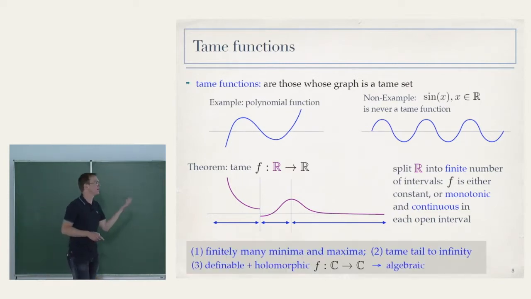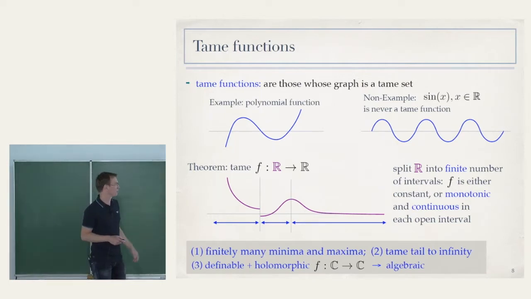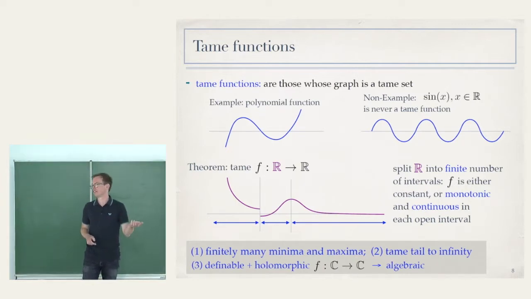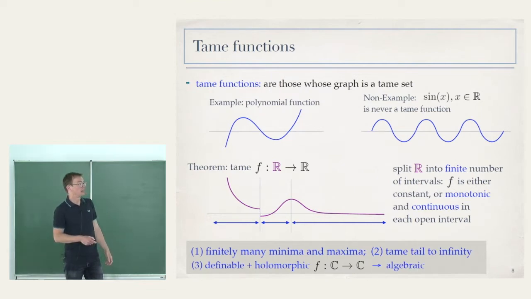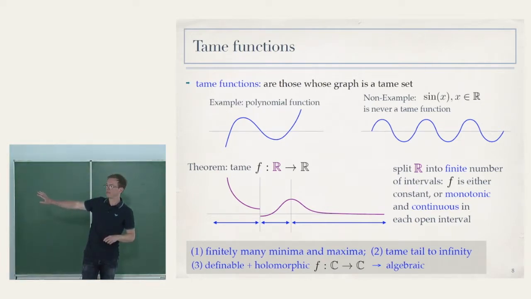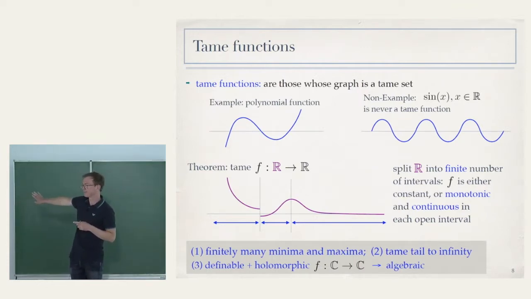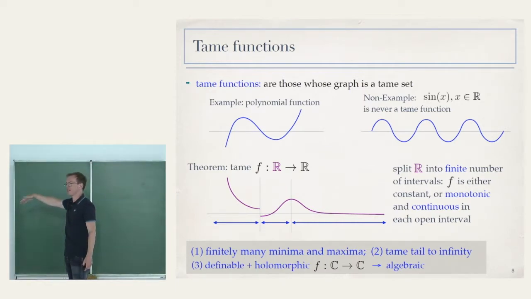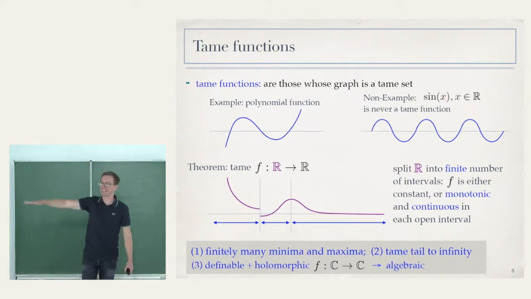In fact, you can show all kinds of corollaries to this. So one thing is that it has only finitely many minima and maxima if it's differentiable. More interesting is you realize, since you can always cut the domain into finitely many intervals, there will always be a last interval, namely the interval which goes to infinity. And along this infinitely long interval, not much can happen. It has to be monotonic along this. So there has to be a tail to infinity which is rather well-behaved, which has a very tame behavior.